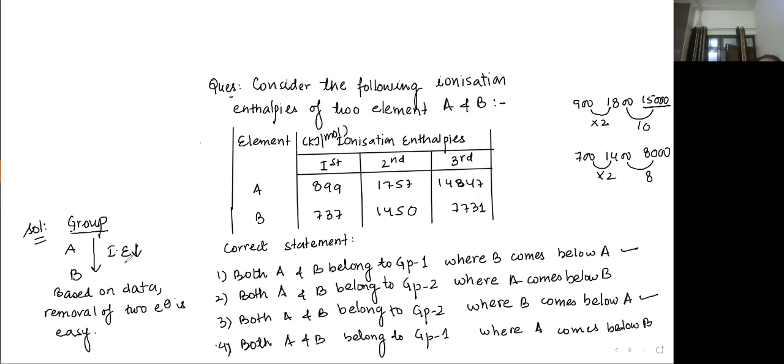If only removal of 2 electrons is easy, then what will the group number be? Correct. Group number will be 2. If energy is increased by 1.5 times, 2 times, or up to 3 times, then the electron is easily removed. But if it requires 8, 9, or 10 times more energy, then removal of the electron is quite difficult. So it belongs to group 2. So the correct option will be the third.